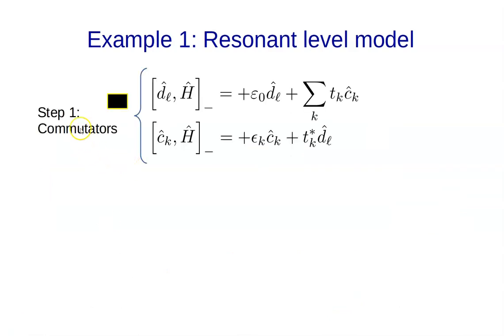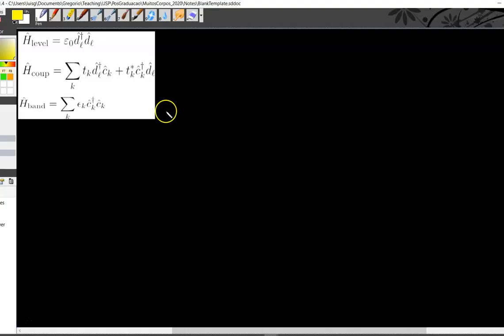Okay, so let's start with the first step, which is always to calculate the commutators. I mentioned that I had two types of operators in this model, so I need to calculate the commutator of each of these destruction operators with the Hamiltonian, okay? And this is what we're going to get, but let's see how it is done so that you have this idea. So let's go to the blackboard. All right, so these are the different terms in my Hamiltonian.